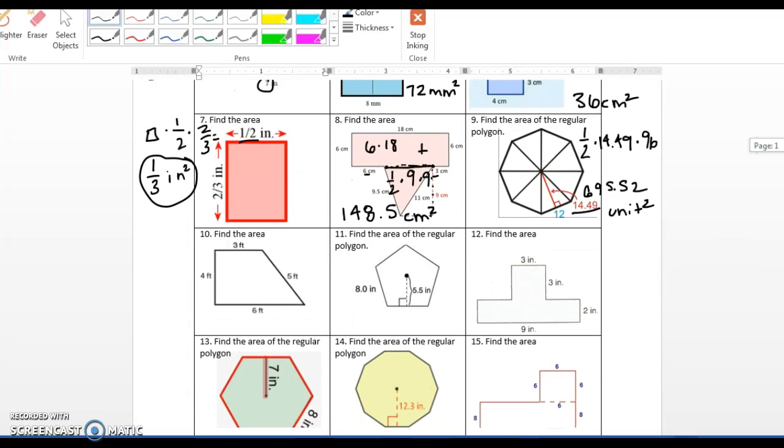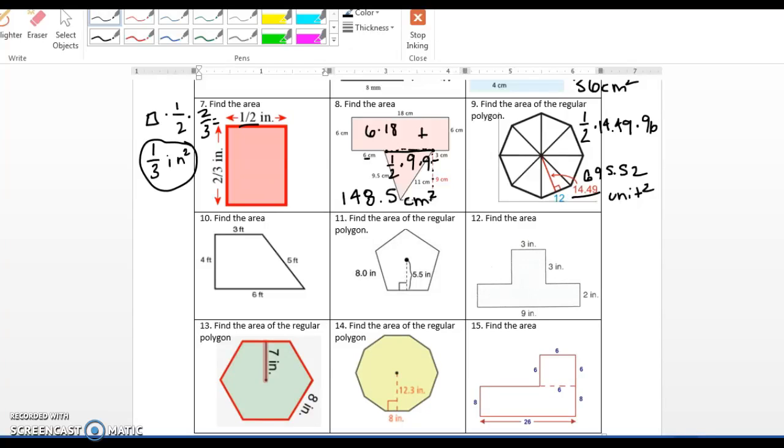Number 10, find the area. This is a trapezoid, so I'm going to do 1/2 parentheses base 1 plus base 2 times the height, which is 4. And you get 18 feet squared.